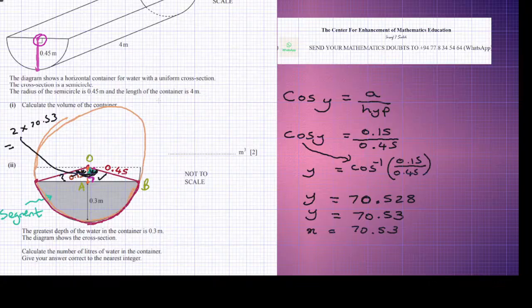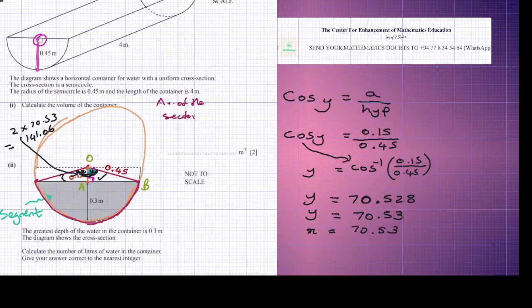That is 141.06. So the angle at the center is 141.06. Now we can find the area of the sector. So what's the area of the sector?